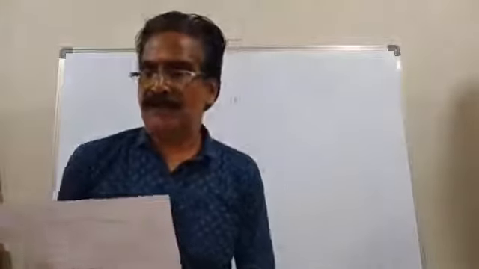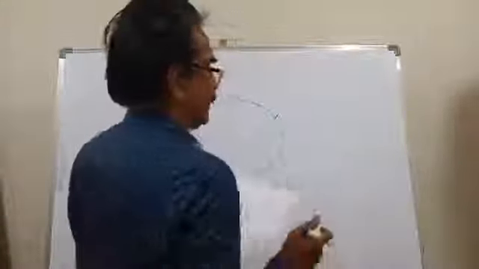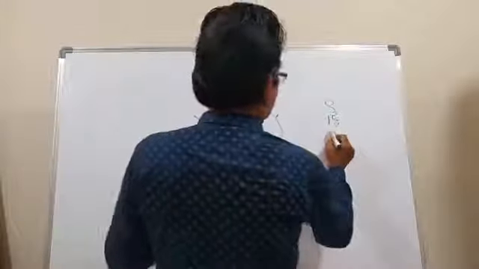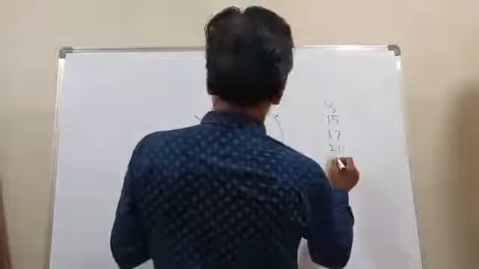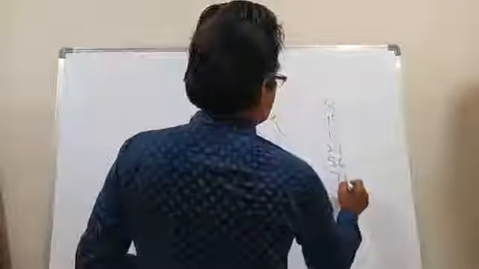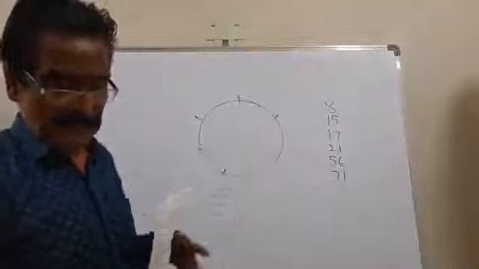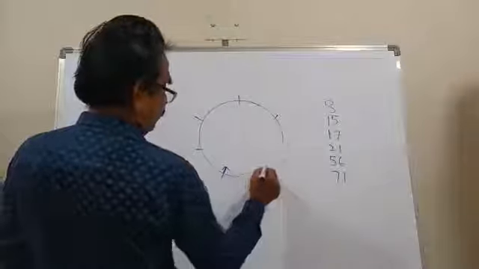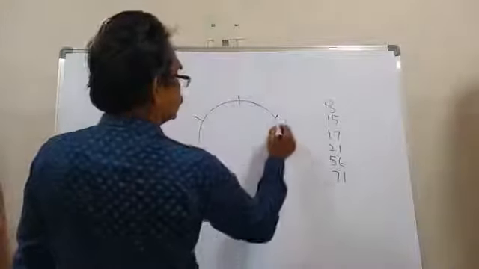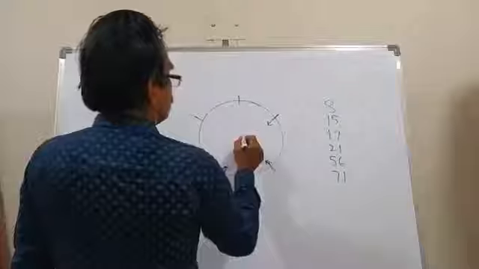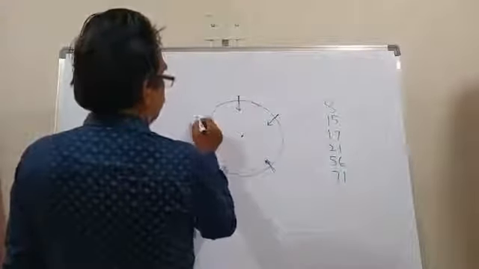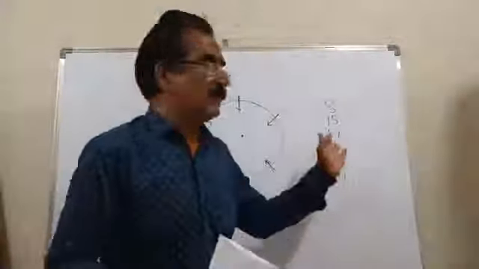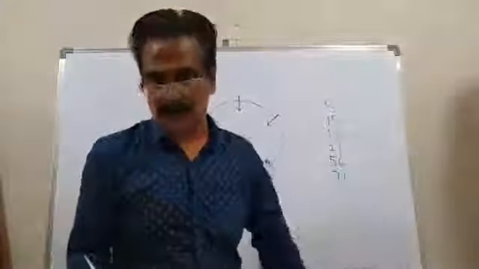Each of them scored a different number of runs: 8, 15, 17, 21, 56 and 71. So these 6 persons are sitting around the circular table facing the center. This is the center. These people are facing the center. These people have scored 6 different scores.